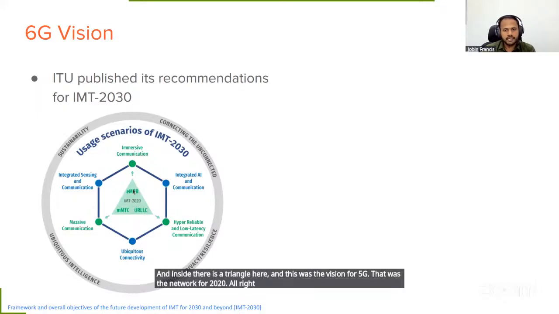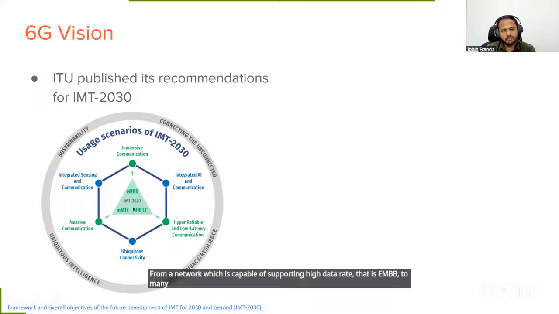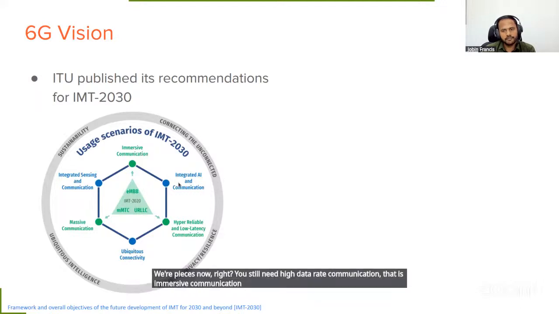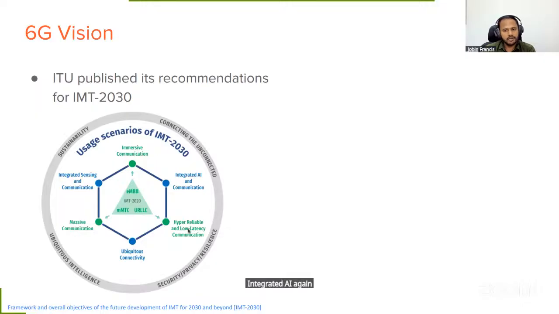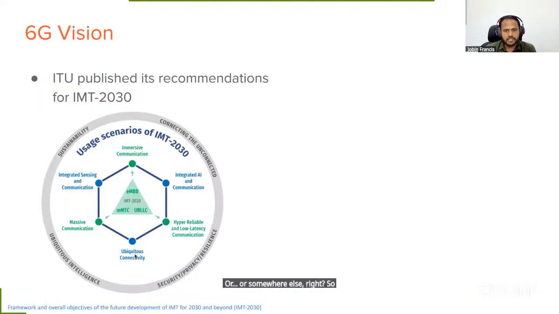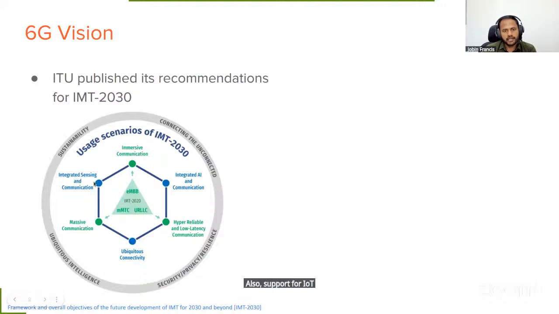All right. So you can see that from a network capable of supporting high data rate, that is eMBB, to many devices, to some high reliability URLLC, your whole set of network requirements has expanded into six vertices now. You still need high data rate communication, that is immersive communication. You want integrated AI. Again, highly reliable, low latency communication needs to be there. In addition, you want connectivity everywhere. You don't want your cell phone connection to suddenly be lost because you moved to the basement of your room, or maybe went to some remote location and suddenly don't get cell coverage anymore. You don't want that. You want ubiquitous connectivity. Also support for IoT and integrated sensing and communication.